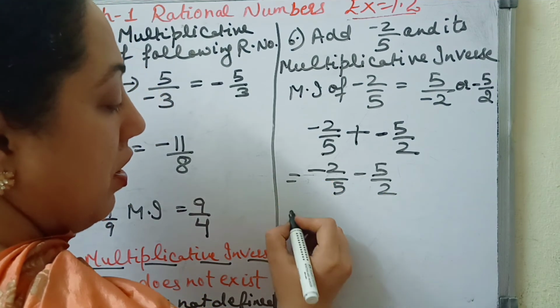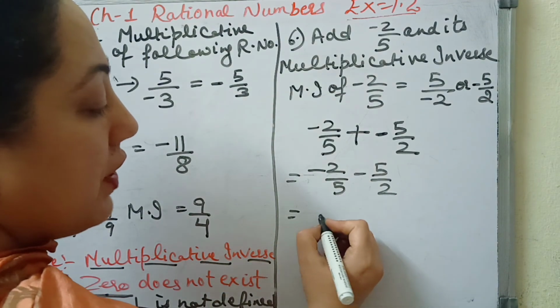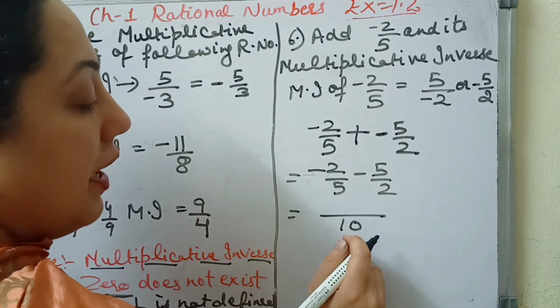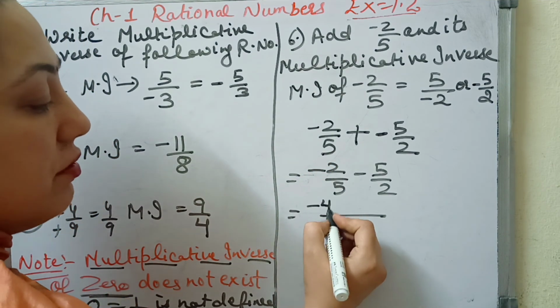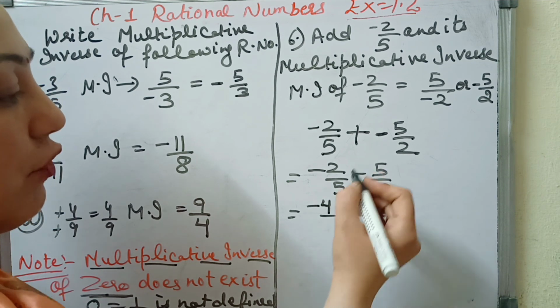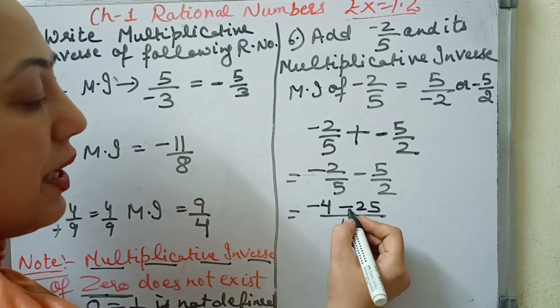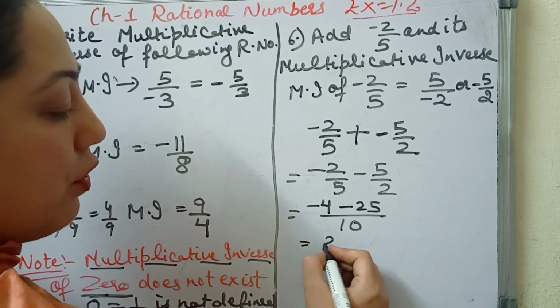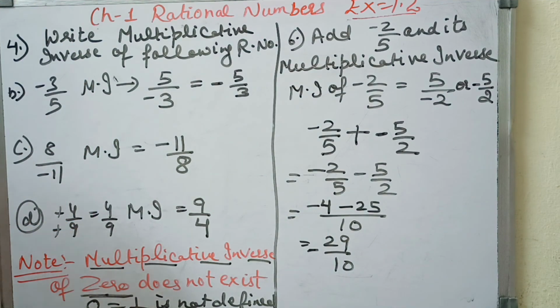Now you know how to add or subtract two numbers. Take the LCM of 5 and 2, which is 10. 10 divided by 5, we will get 2 multiplied by minus 2, minus 4. When 10 divided by 2, we will get 5. 5 multiplied by 5, 25. Now minus, minus, plus 25 and 4, it is 29 over 10. Put the sign of minus in front of it.